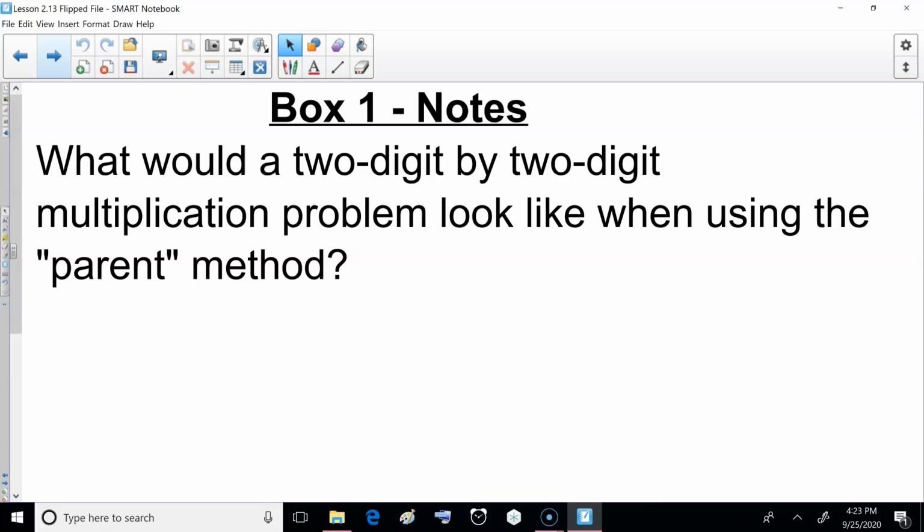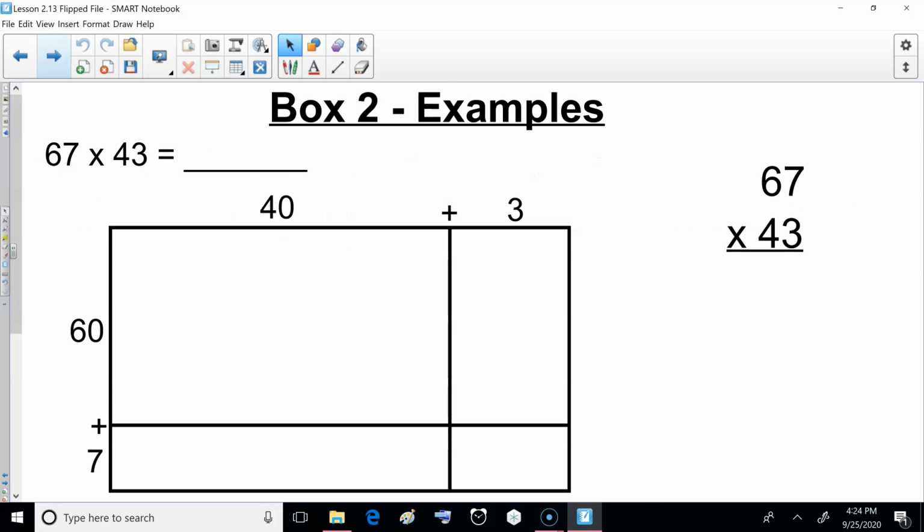Yesterday we used the area model and we made 4 squares because we know that the 2 digits get broken into 2 place values and the other 2 digits get broken into 2 place values as well. And then we multiply each of the 4 boxes. But what would that look like if we use the parent method? So we're going to see how those two work together so we can hopefully transition eventually from the area model to the parent method because it goes faster and quicker. But yet we still want to make sure we're accurate. That's why we're going to use the area model as well.